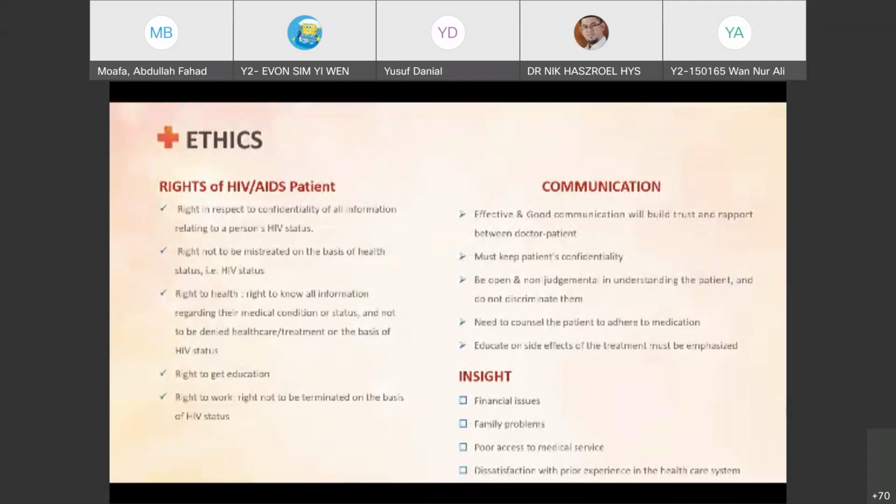For communication, communication is the key to success in the overall treatment of HIV and AIDS patients, because effective and good communication will build trust and rapport between doctor and patient.